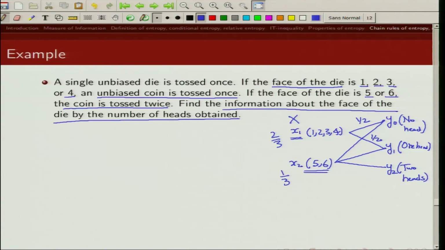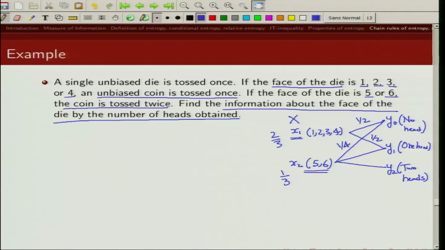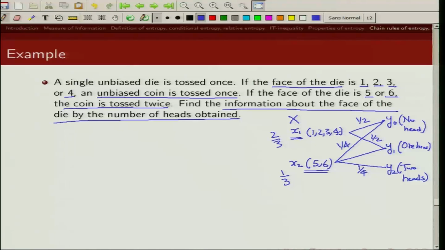Now if I get x2, which is the face of the dice being 5 or 6, then I am tossing the coin twice. So what's the probability of getting no head? That is half into half, so this will be 1/4. And what's the probability of getting two heads? I have to get head in the first toss as well as head in the second toss, so that probability is half into half, which is again 1/4. And what's the probability of getting one head? I can either get head in the first toss and tail in the second toss, or tail in the first toss and head in the second toss. So the probability of this and the probability of this add up to half.